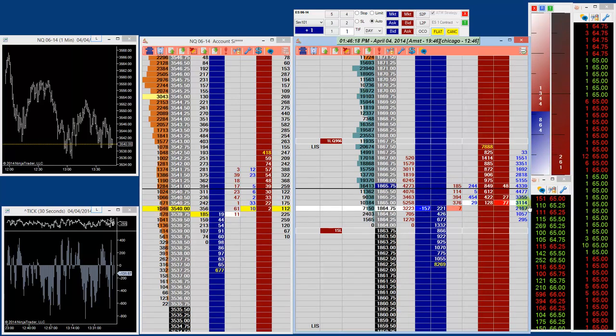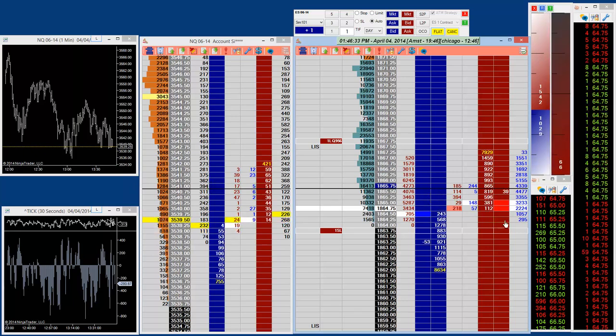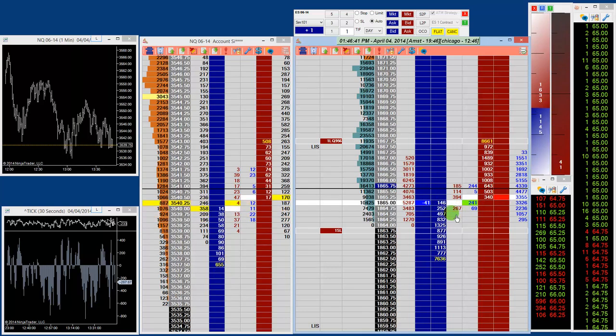Okay, sellers coming in. So you can see, we've got the selling now. If you're in a long now, this is not what you want to see. Okay, I can see the tick going down. The NASDAQ is below the black center line. I've got more selling, 64.75. Okay, they didn't get their tick down yet.